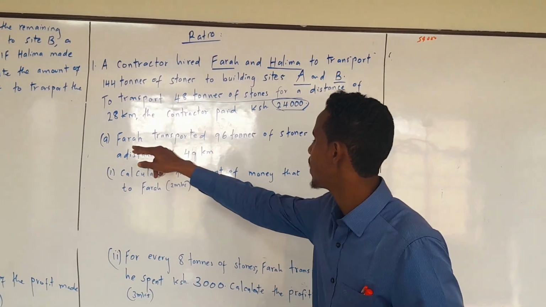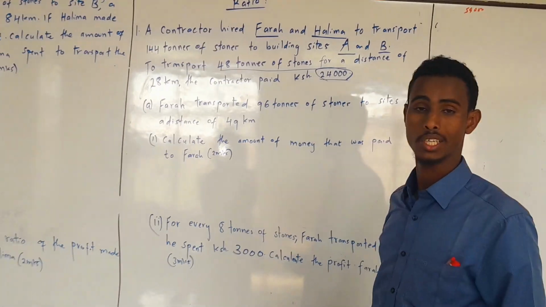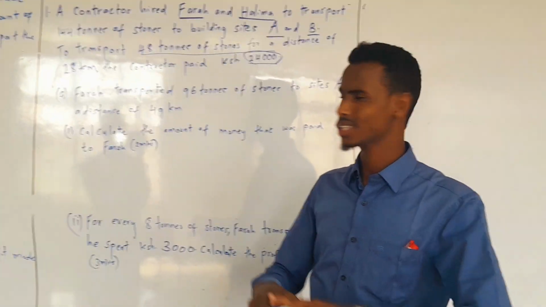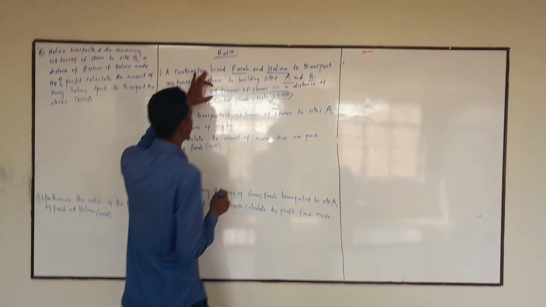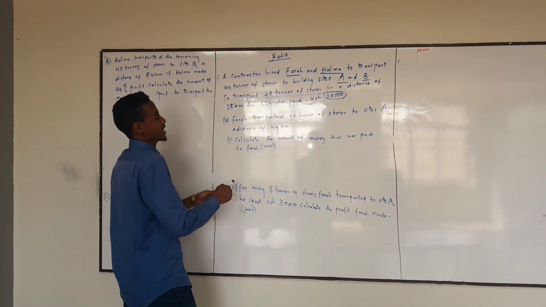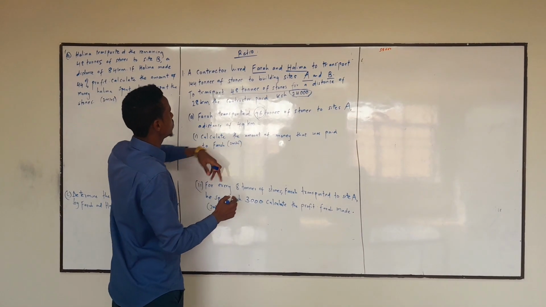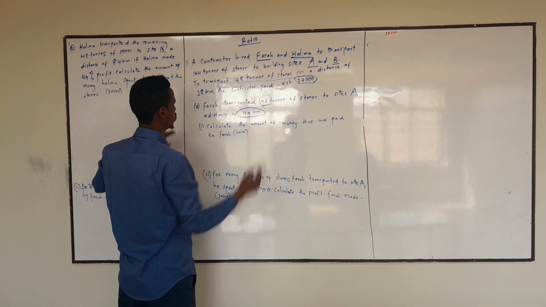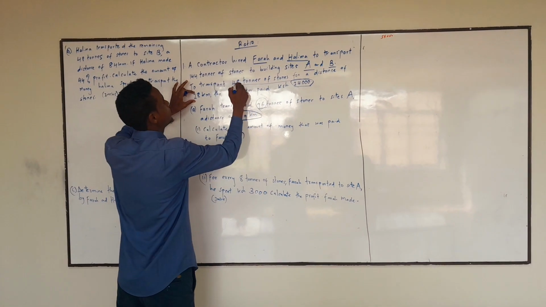Now you were told Farah transported 96 tons of stones to site A at a distance of 49 kilometers. Calculate the amount of money that was paid to Farah. Let's get the ratio into which this was paid. We were told 48 tons of stones at a distance of 28 kilometers. What is the distance covered by Farah? It is 49, and the number of tons is 96. And the ratio was 28 kilometers and 48 tons.